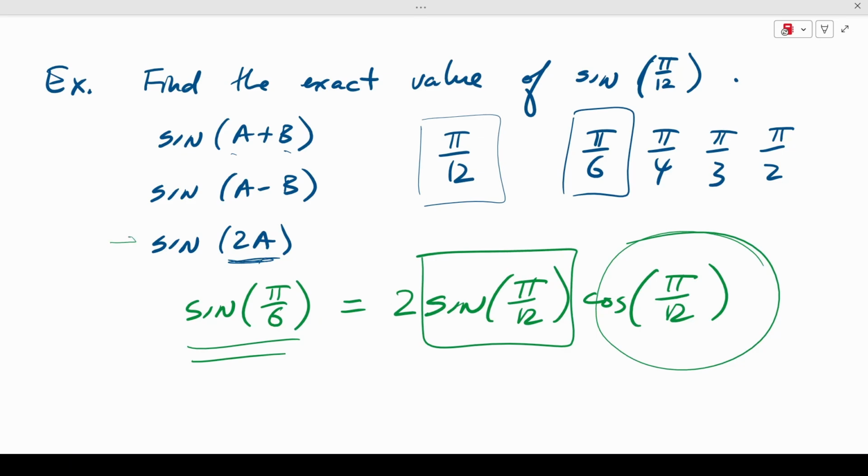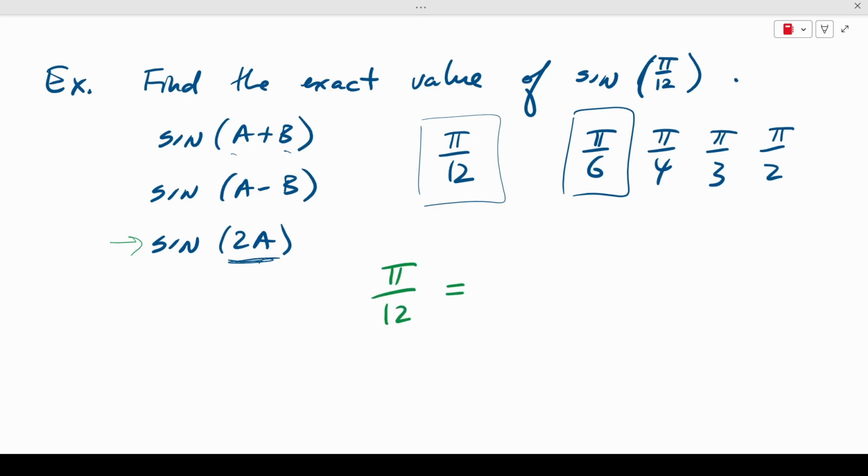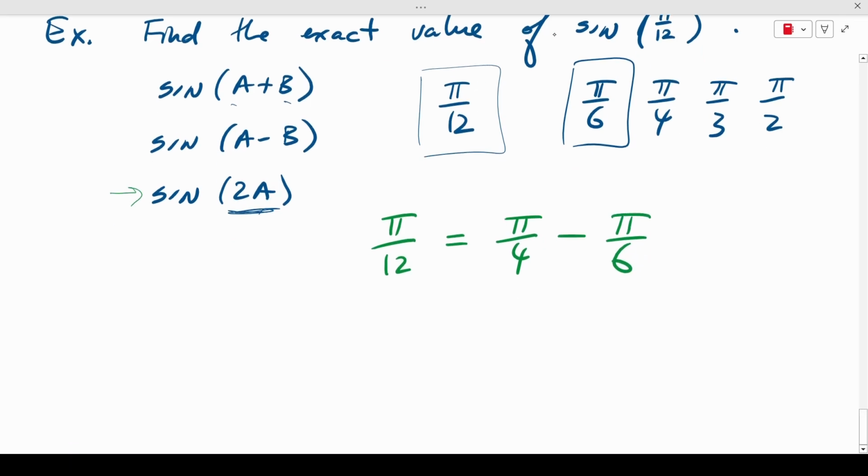Okay, so using this one here, the double angle, is not actually the way to go. Here's what we have. We have that pi over 12 is equal to pi over 4 minus pi over 6. Think about it for a sec. If we multiply top and bottom by 3, and top and bottom by 2, we get 3 pi over 12 minus 2 pi over 12. That is indeed pi over 12. So I can represent pi over 12 as a subtraction.